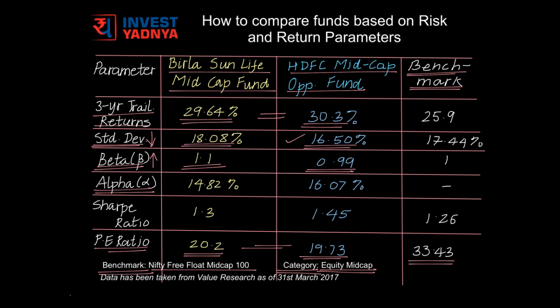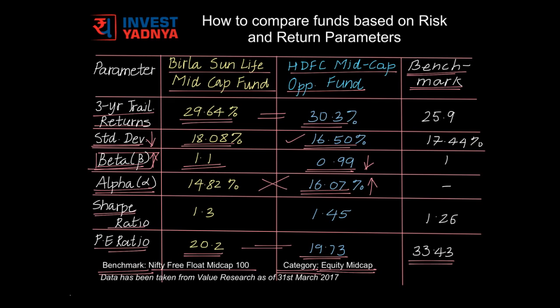Now an alpha value indicates the amount of returns generated by the fund over and above the ones predicted by its beta value. As you can see, the alpha value of HDFC Midcap Opportunities Fund is greater than Birla Sun Life Midcap Fund. But the beta value of the HDFC Midcap Opportunities Fund was itself lower, predicting lower returns, and so the alpha value here is higher. And so in this comparison, alpha value should not influence our decision too much.